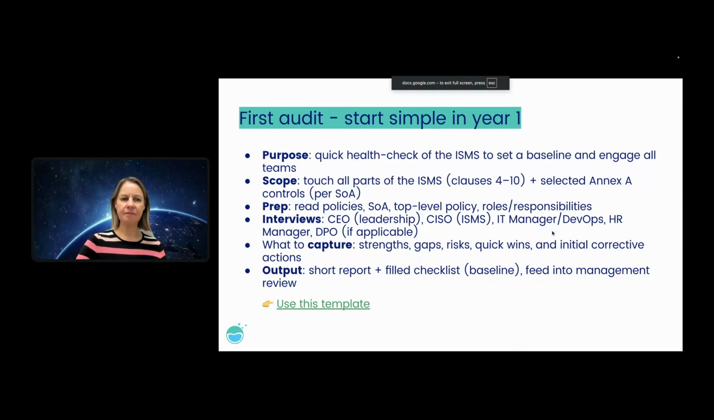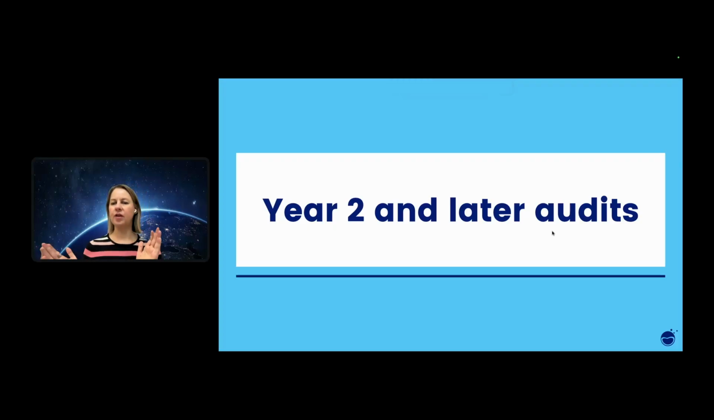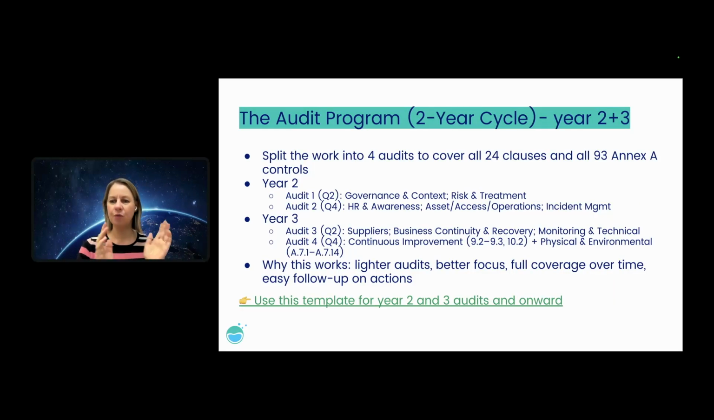And then when you get to year two and later, we need to make sure that we cover all the requirements and all the controls of Annex A that are applicable. So that is quite a lot. So usually what most companies do is they split it up into what's called an audit program. So they just put it in smaller bites so that over time we cover everything, but not all in one go. So how do you eat an elephant? One bite at a time.